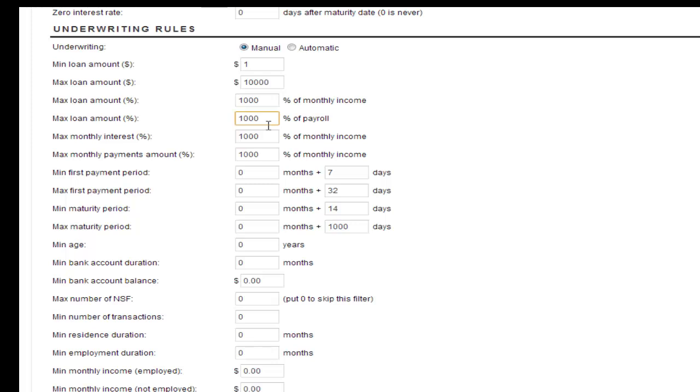The maximum loan amount percentage on the payroll will take the applying customer's monthly income and divide it by how many times they are paid. If the customer is paid bi-weekly and makes $2,000 a month, this rule will limit their maximum loan amount to that percentage times $1,000. If this customer is paid weekly, it would be a percentage based on $500.